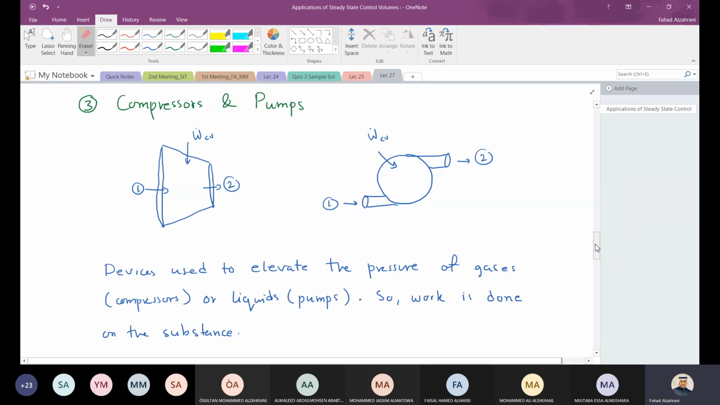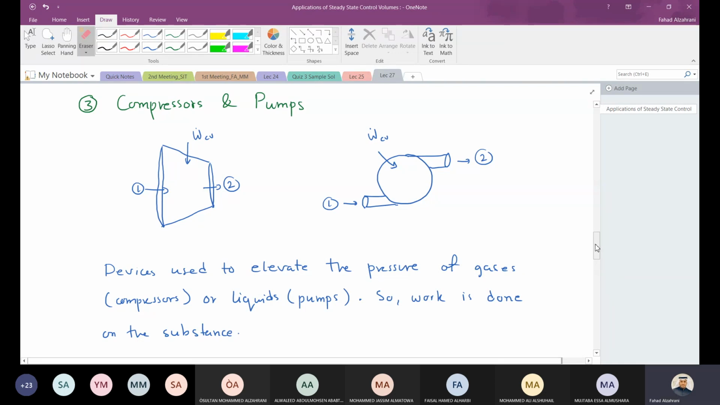Okay, how do you elevate the pressure? By applying input work or input power. So you have a shaft maybe, or you have blades, shafts and blades, but this time I use electrical power to move this shaft in order to push the fluid. So basically I'm doing work on the system, or on the gas or on the liquid, on the substance.